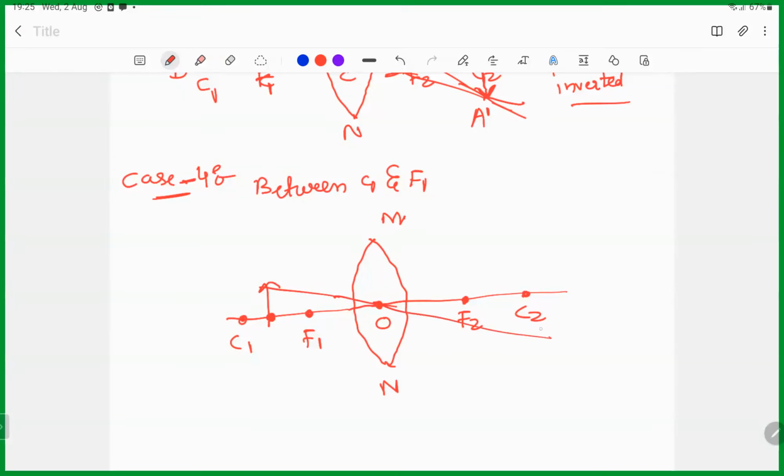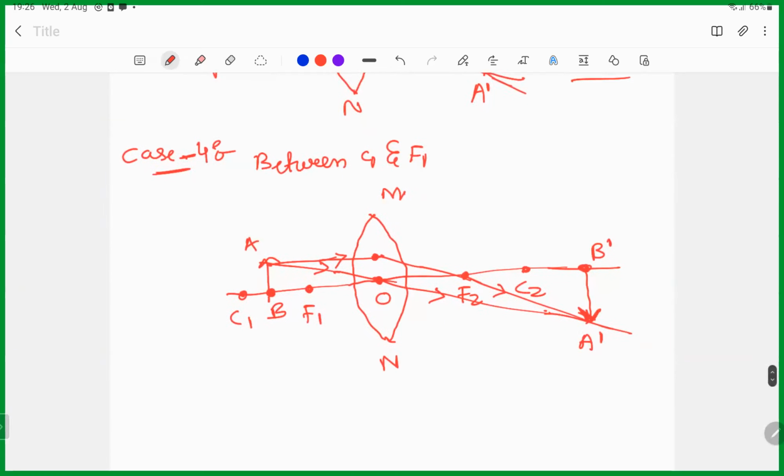One is passing through the optical center, and the other is parallel. Parallel will pass through F2. Yeah, beyond C2, right? Let's say we consider this A, B. This will be B dash and A dash.